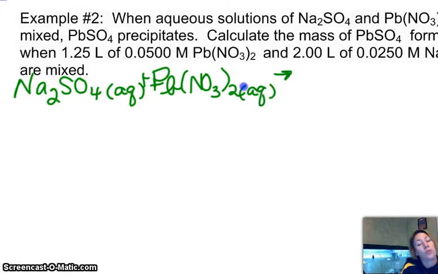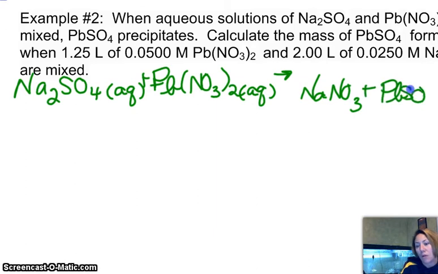Whenever you mix two solutions, they swap partners, so you're going to make Na with the NO3. Na's plus 1, NO3's minus 1, so we're a neutral compound there. And we're going to make the Pb plus 2 with the SO4. Again, we know it's plus 2 because here it took 2 nitrates to make a neutral compound. So right now we're not balanced. We need to balance it by simply putting a 2 there. And that's our reaction.